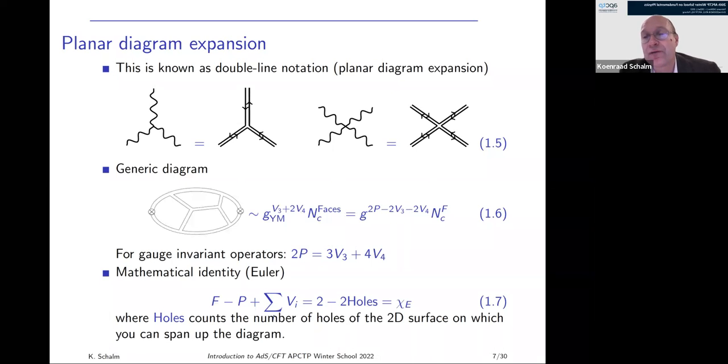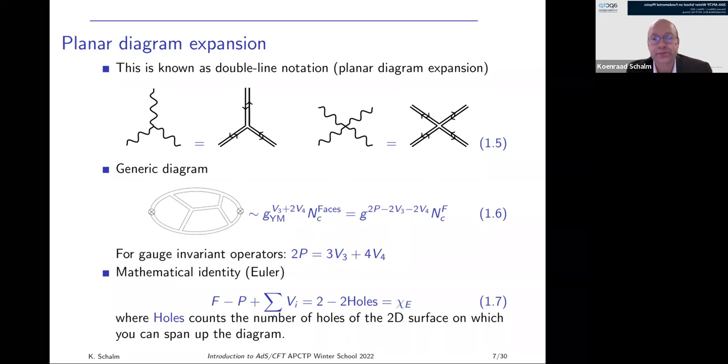And the real power of this double line notation is, as I said, that it tracks the fundamental color charge. Every time you have this line, it tells you that the index here has to be the same as the index here, and so on, and then you have to sum over it. That means every single closed loop gives you a factor of N. And that is precisely the number of faces that you have in this diagram. So a generic diagram will scale as g Yang-Mills to the V3 plus 2 V4 times N_C to the number of faces in this diagram.